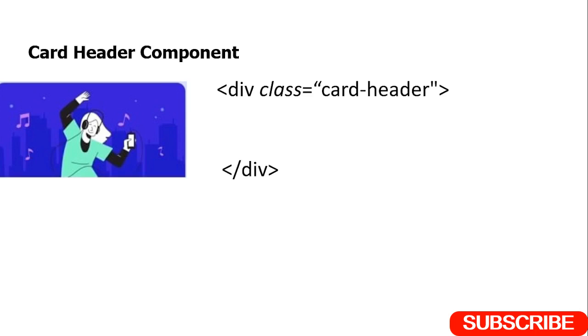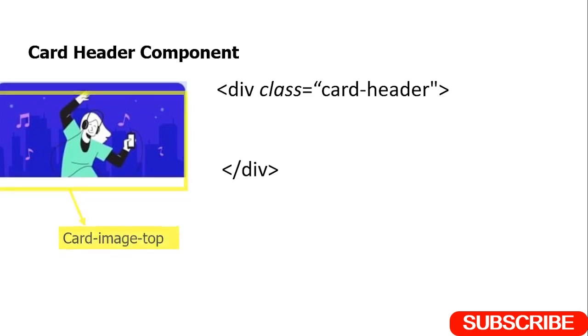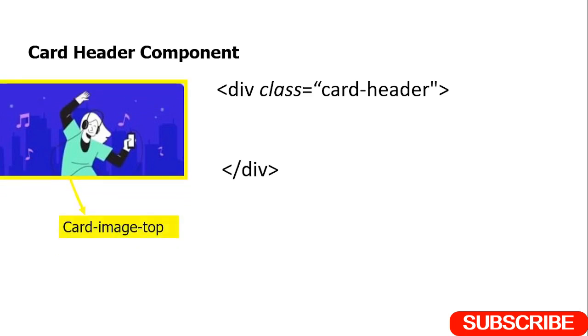So if you look at the card header component, it looks like that, right? We have a class card header which is inside the card, right? So you can see it has the image on top. Now, as you are going to see, there are a number of ways, actually to be specific, there are two ways you can put that image inside there.